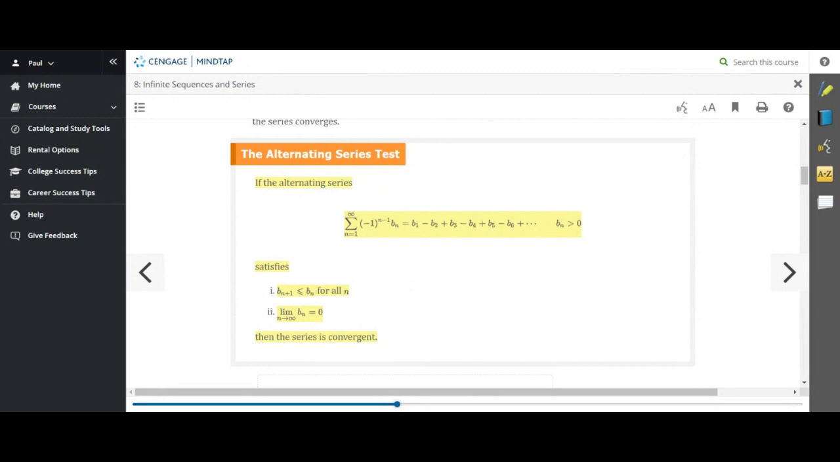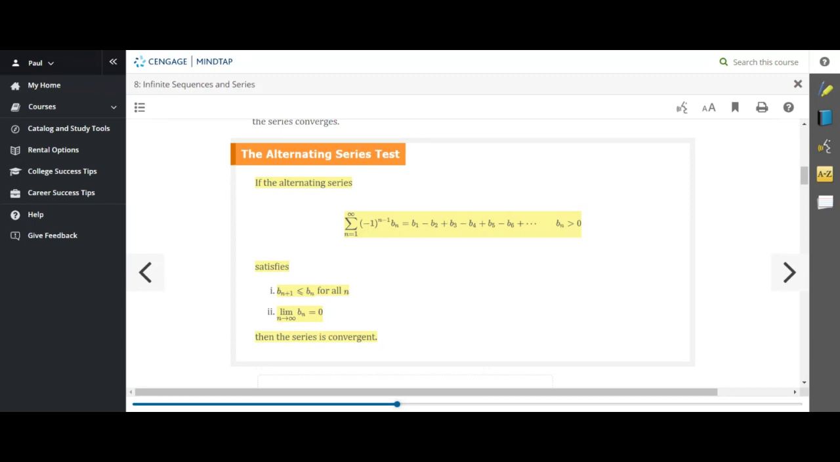So here is the theorem, alternating series test. If you have an alternating series, and they write the general form of the alternating series as the sum where n equals 1 to infinity of (-1)^(n-1) times b sub n, and they write out the terms of the series. The b sub n is every term of the series, not regarding whether it's positive or negative. So that series will converge if two conditions are satisfied.